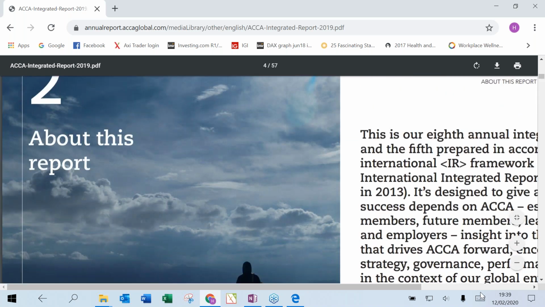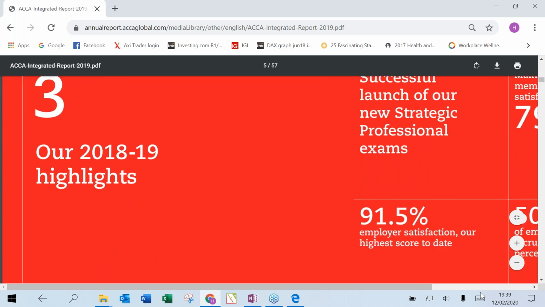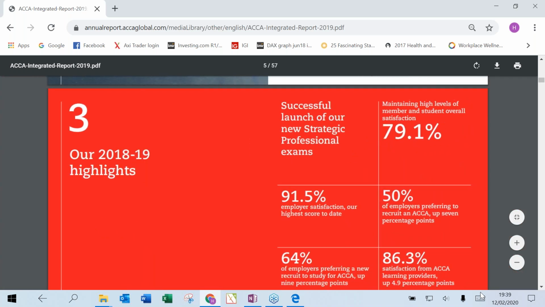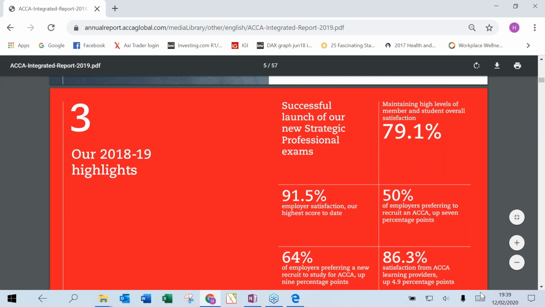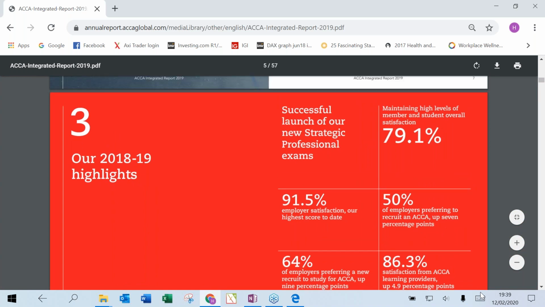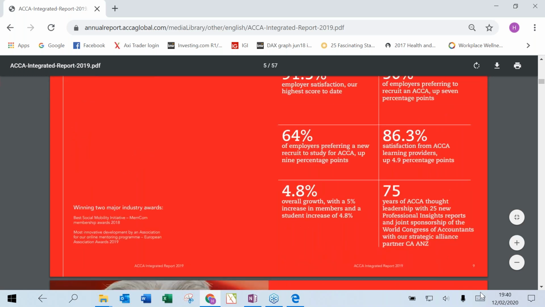And about this report, I want to go to the executive summary highlights. Look at the highlights. Successful launch of our new strategic professional exam. 79.1% maintain high level of member and student satisfaction. 91.5% employer satisfaction. Now, who covers all this in a financial statement? No one. But because this is an integrated report, it integrates all aspects of the business, it integrates all the stakeholders, it focuses on social and environmental, hence all this interesting information.